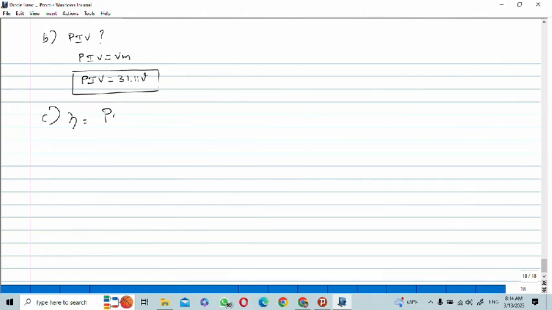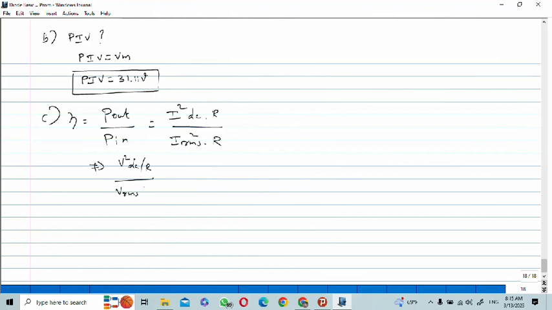So what is the value of eta? Eta equal to P out divided by P in, output by input. So output is I_DC squared into R. Input is I_RMS squared into R. So I_DC squared into R equals V_DC squared by R, and the input is V_RMS squared by R, so this R should be cancelled. Finally we will get V_DC squared over V_RMS squared.